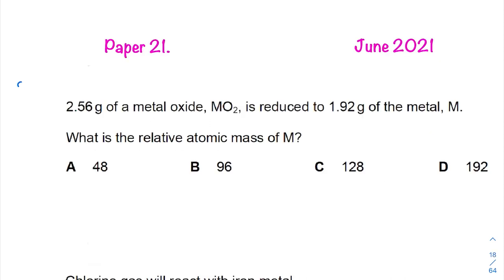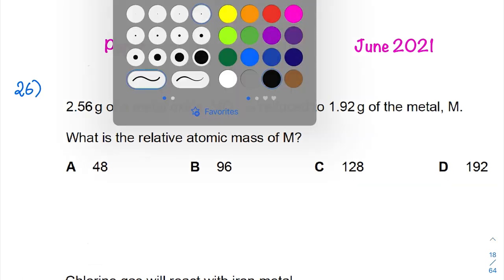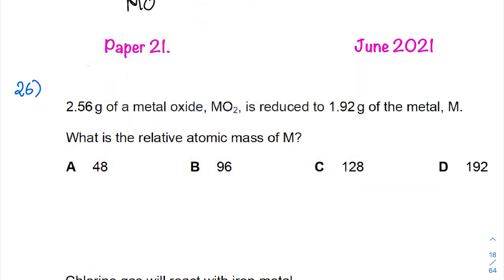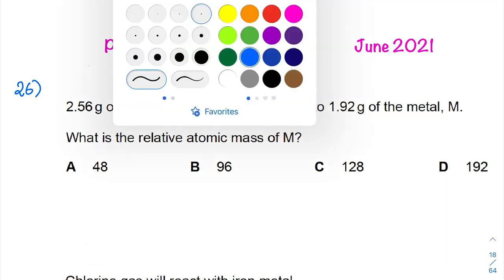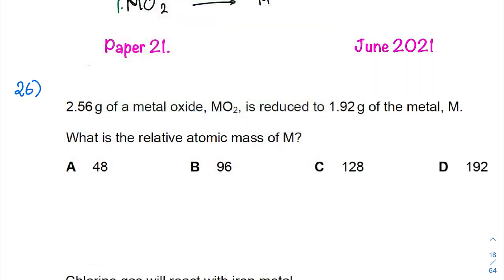Coming to the next question, question number 26. This is from June 2021, paper 21. 2.56 grams of metal oxide MO2 is reduced to 1.92 grams of metal. So what is going to be the equation? I'm going to write it out over here. MO2 gives rise to M plus oxygen or carbon dioxide later, but we can see that the mole ratio is 1 over here and 1 over here, so the mole ratio has to be the same.